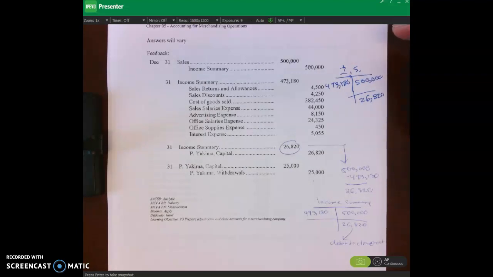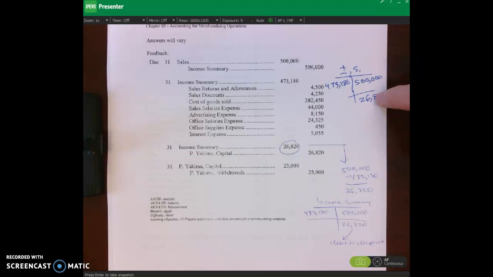Then I like to do a T account. It's just the way I like to do it. So I have my income summary here, my $500,000 on the credit side, my $473,180 on the debit side. I take my credits minus my debits, $26,820. This is net income.